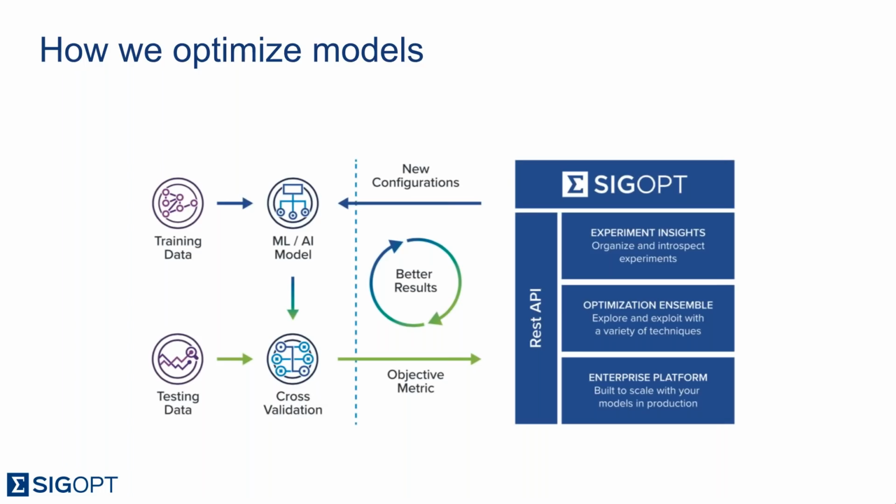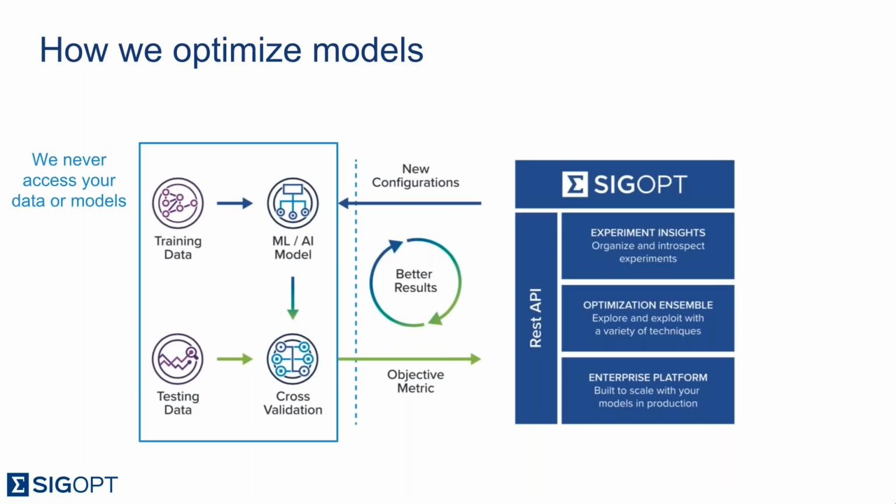So just to highlight 3 things about this. First of all, we never access your training data or your model code because we know that's proprietary and secure. So we want to ensure our customer security, safety, and privacy. The box on the left that's highlighted here is your system, which we do not access. And this allows us also to work with any type of model, any programming language, any framework, or any infrastructure.